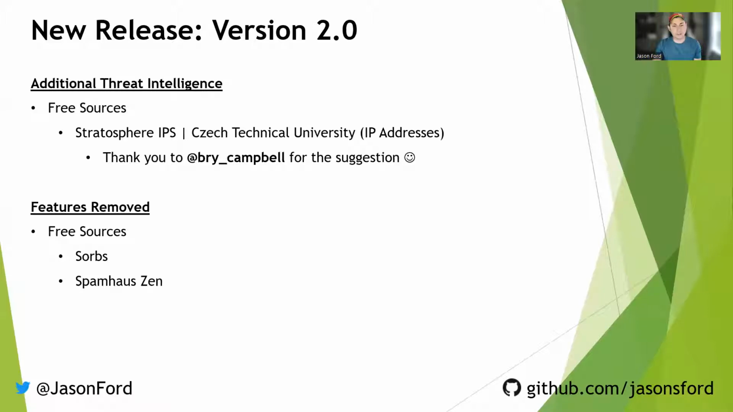Now, a couple other things to take note of in this release. We've got a new free threat intelligence source, the Stratosphere IPS, courtesy of the Czech Technical University, which will give you the ability to compare against their block lists for IP addresses. Big shout out to my friend Brian Campbell for the suggestion on this one. Thanks, Bri. And also, in this release, I have actually removed, hopefully temporarily, both SORBS and Spamhaus lookups. I will more than likely add these back in a future release, but in order to standardize everything into the new layout where all of the Intel sources are in their own libraries returning JSON, I went ahead and cut those for this release, and we'll look to re-add those in the future.